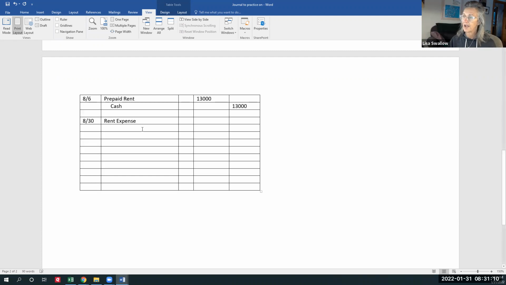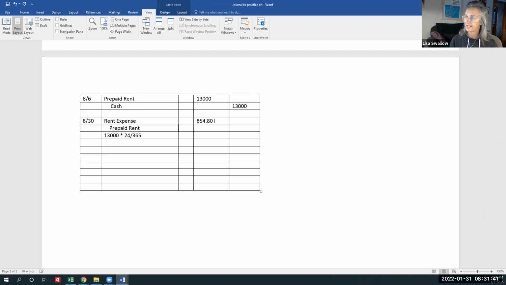Let's see, so the math for the first part is $13,000 times 24/365. So my rent expense per day is $35.62 times 24 days I used up. So I've used up $854.80.